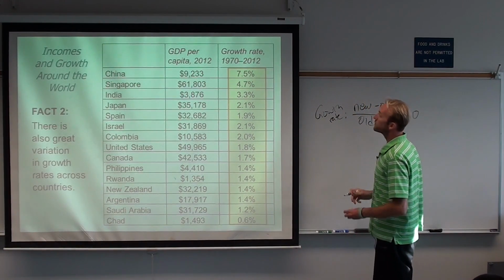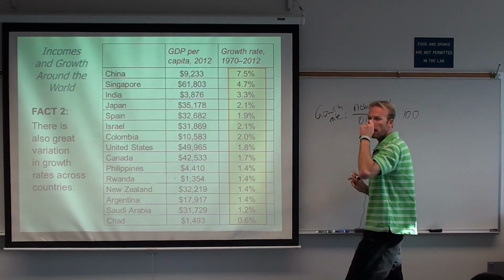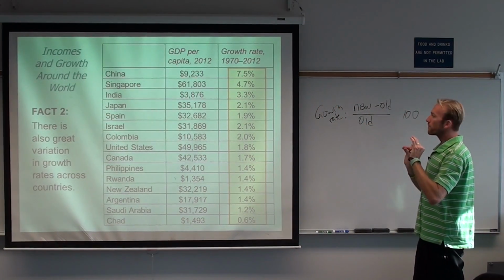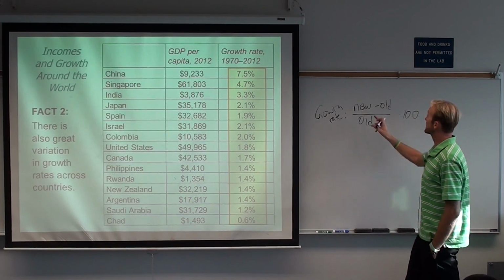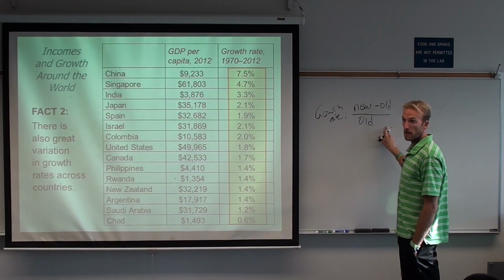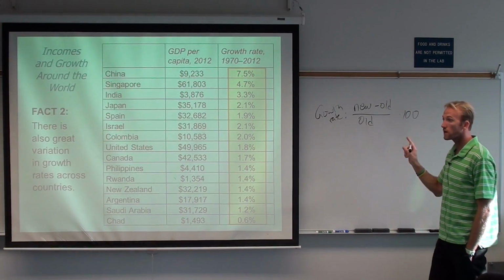However, if you have something like this, a 42-year period, it's going to take a really long time to calculate this for every single year, right? So there's a shortcut that development economists use, okay?